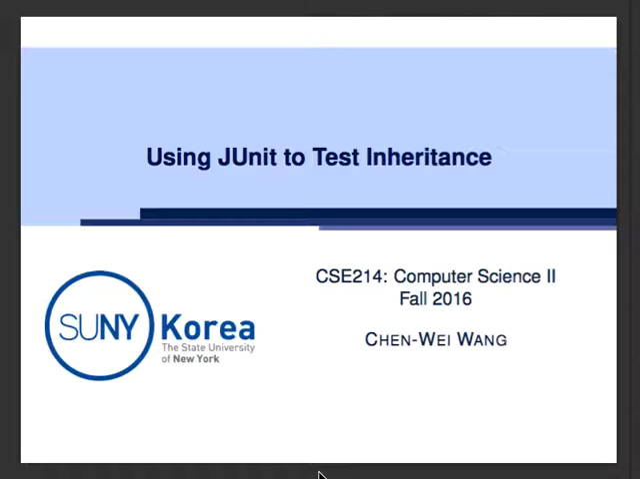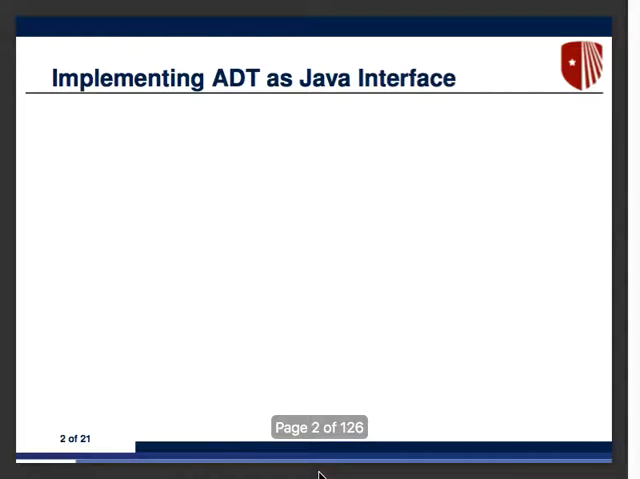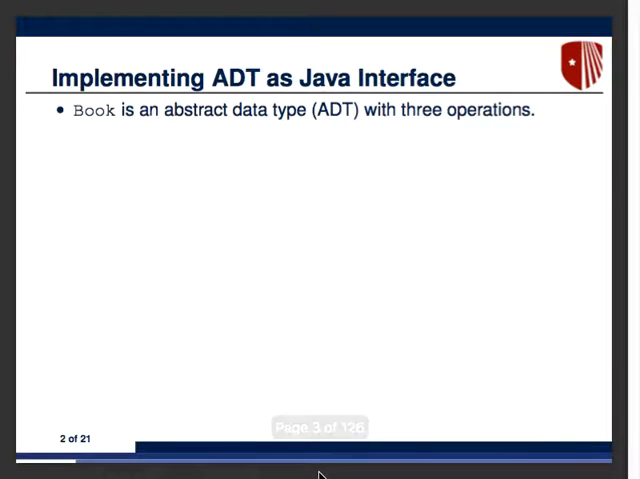Remember back in the lecture on generics, we talked about the book example. So let's build on that to see what we can do. Now let's say we want to implement an ADT. Who remembers what ADT stands for? Very good. Abstract data type. Whenever we talk about an abstract data type, let's say in this case we want to implement a book.